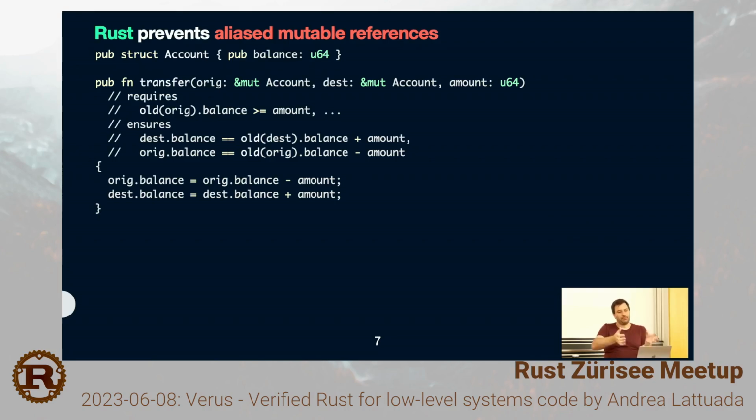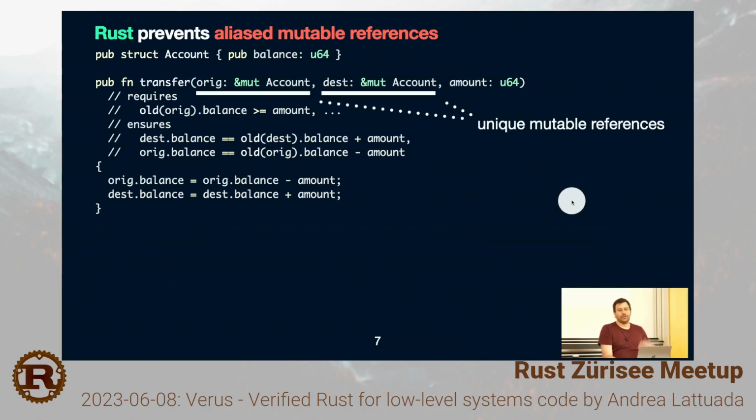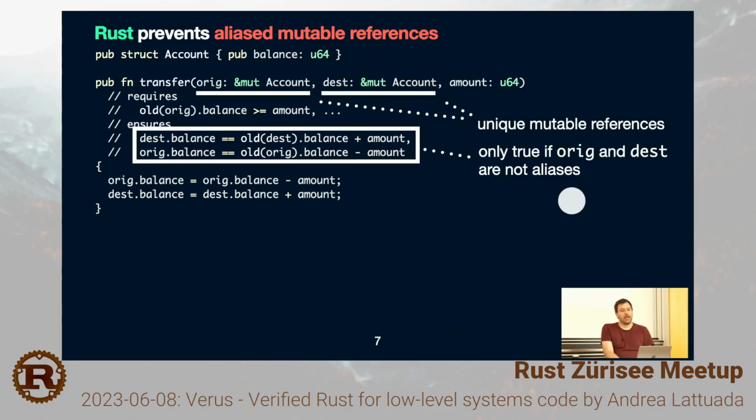And here I'm going to start with an example that goes into why it's useful for verification. So we have this structure, struct Account, which has a balance. We have a function transfer that takes two accounts, source and destination, and an amount to transfer between them. So these are unique mutable references, as you know. And the ensures here, which says the balances change as they're supposed to, is only true if the origin and the destination are not aliased.